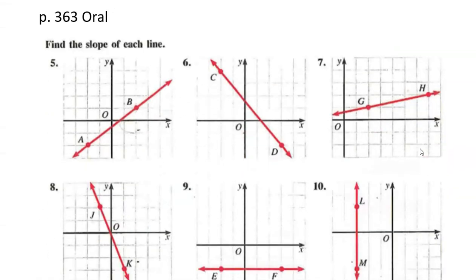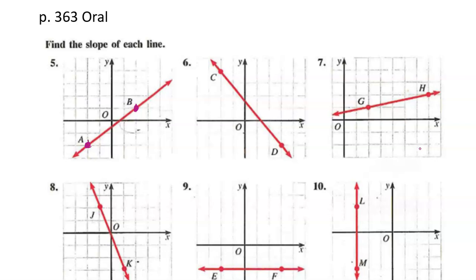The first part of the assignment are these oral questions where we have pictures of lines drawn on a grid and we're asked for the slope. Find 2 points on the line. Here is point A and here is point B. Now, what is the rise from point A to point B?